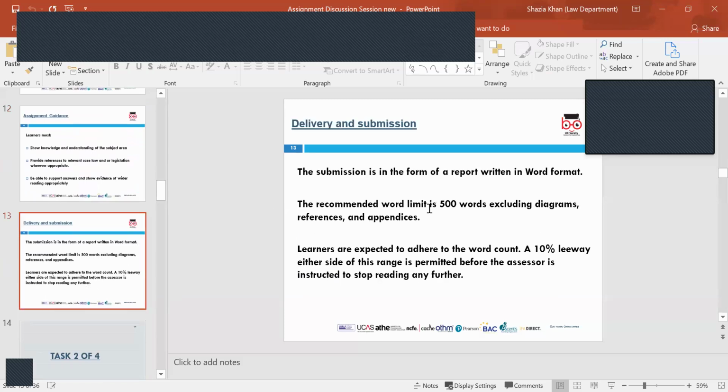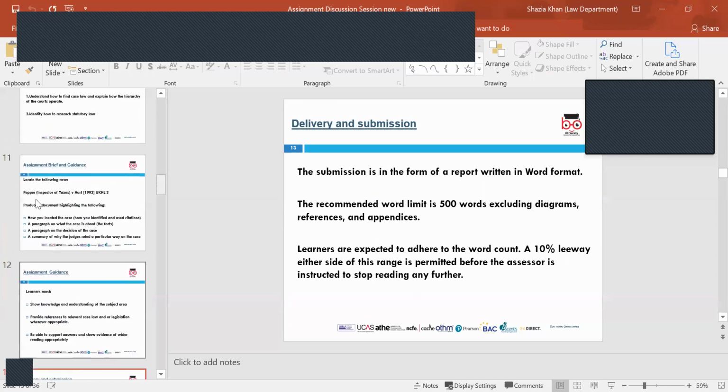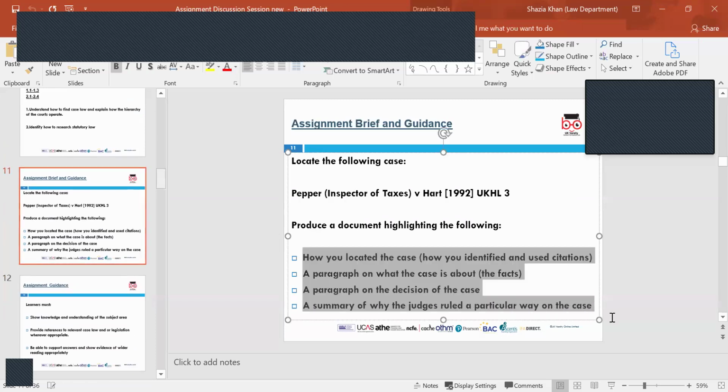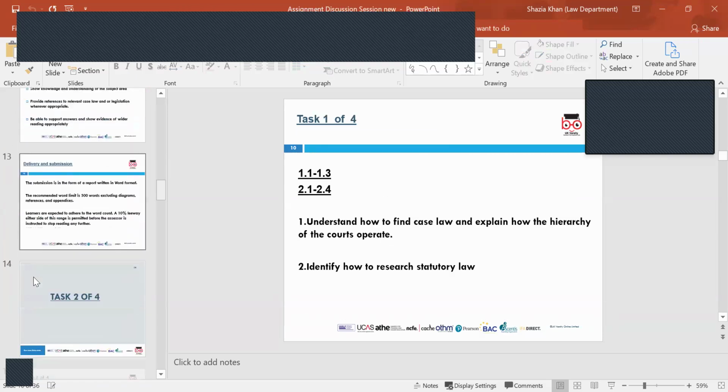For task 1, the submission is in the form of a report, in a written format in a Word document. Again, Word format is 500 words. So you've got 4 parts to task 1, 125 words per part. There is a little bit of leeway: 10% either side is permitted, so if you go over, you can go over by 10%. So that is task 1. You've got 4 parts there, and that is Pepper and Hart, and you'll be looking at learning outcome 1, AC 1.1 to 1.3, and 2.1 to 2.4 for that.